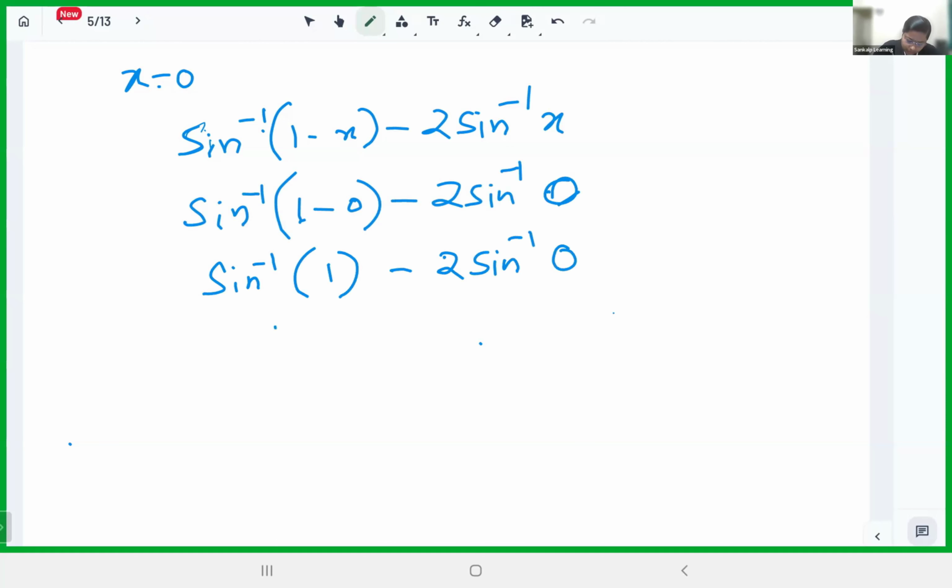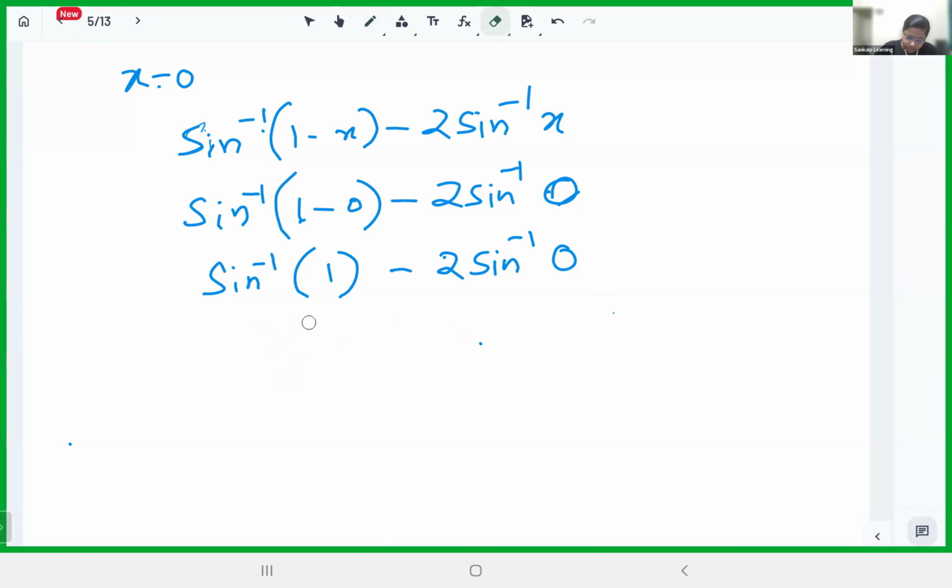Sine inverse of 0 is 0 because sine 0 is 0, right? So sine inverse of 1 minus 2 sine inverse of 0 will become sine inverse of 1 minus 2 into 0. Sine inverse of 1 can be written as pi by 2, because the value of sine pi by 2 is 1. So if you want, I can write one more step here.